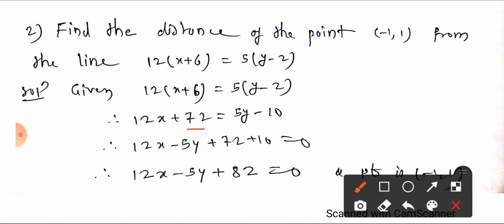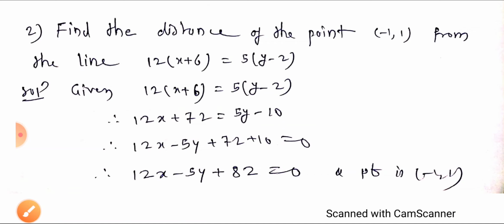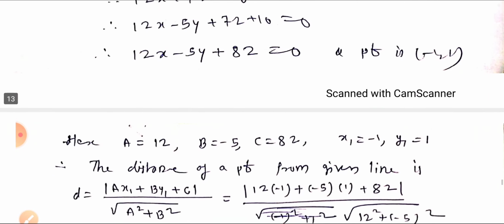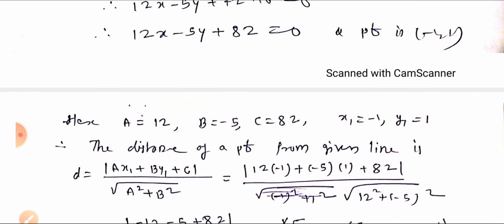So now these terms come to the right hand side, so we write it as 12x minus 5y plus 72 plus 10 equal to 0. So therefore we get 12x minus 5y plus 82 is equal to 0, which is of the form ax plus by plus c equal to 0, and the point is minus 1 comma 1. So therefore we write a is equal to 12, b equal to minus 5, c equal to 82, x1 is equal to minus 1, y1 is equal to 1.